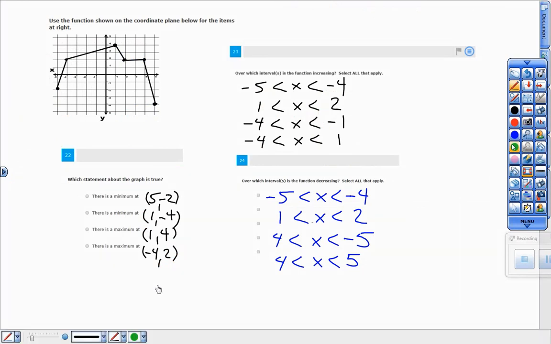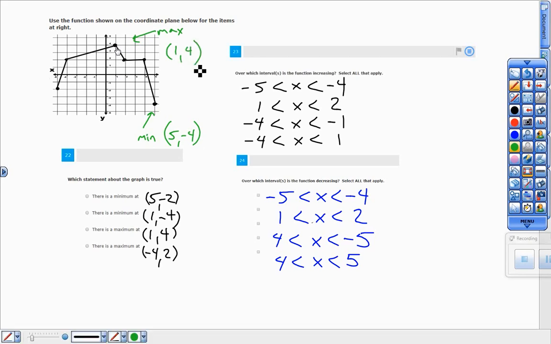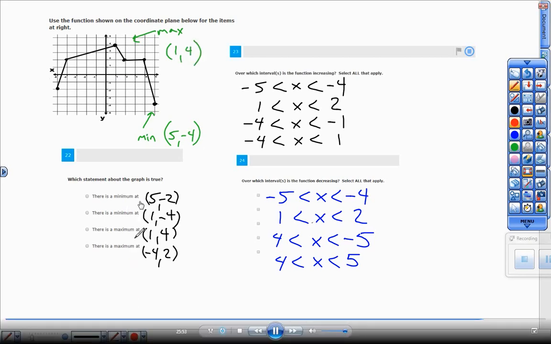All right, 22, almost done. Next word is point. For this one, the minimum, the lowest, is 1, 2, 3, 4, 5. So 5, negative 4. Clearly that is the lowest. My highest is over 1 up 4, my maximum. So minimum 5, negative 2, that's close, but does not apply. 1, negative 4, looks like they're trying to trick you with negative 4, does not apply. 1, 4, maximum, yes. And then maximum negative 4, 2 does not apply.